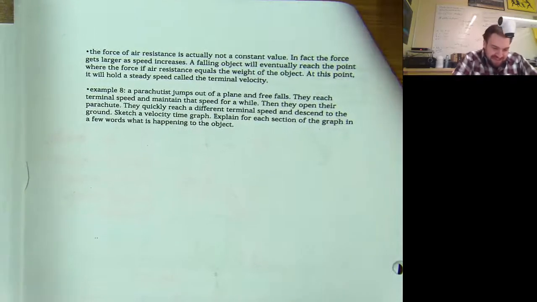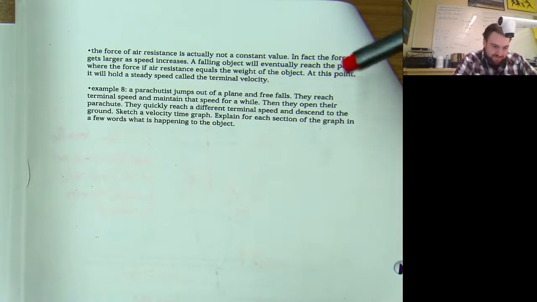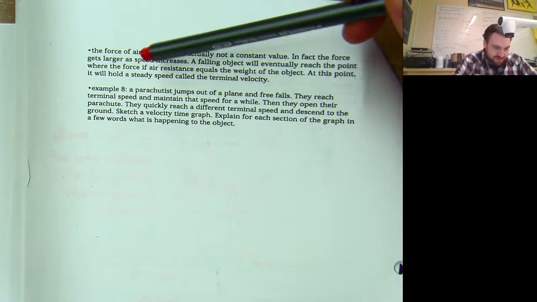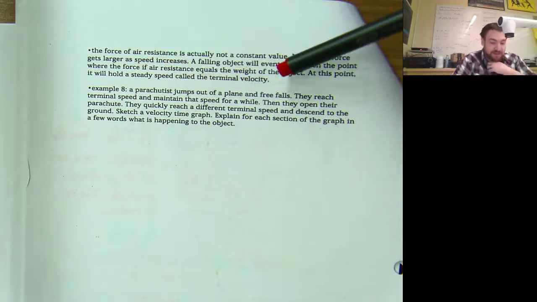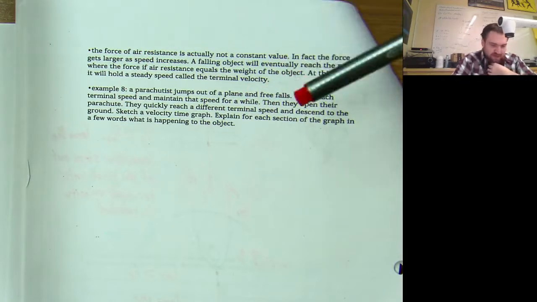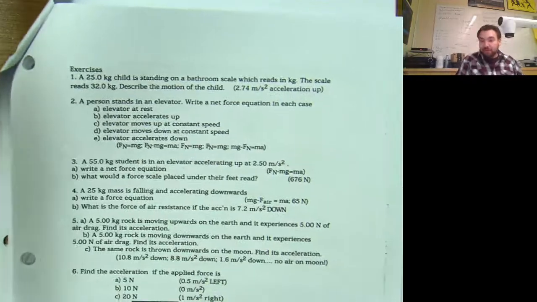The force of air resistance is actually not a constant value. In fact, the force gets larger as speed increases, which I kind of talked about already. A falling object will eventually reach the point where the force of air resistance equals the weight of the object. I talked about this already. This is terminal velocity. I'm not going to graph this. We're going to skip example 8, and I'm just going to get you straight into the homework.